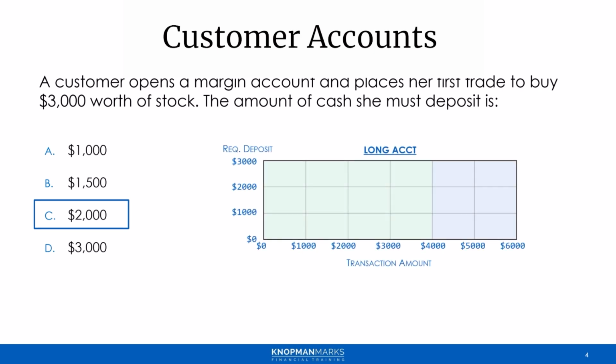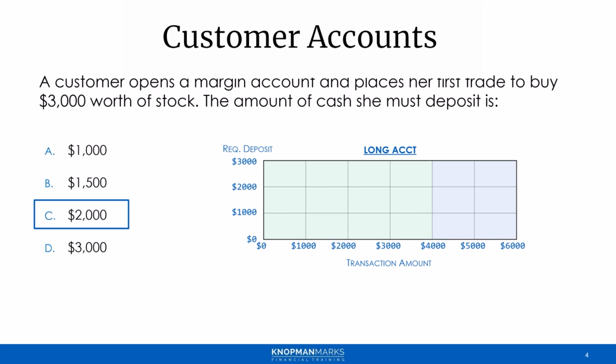Let me show you what I mean here with this chart. What I'm going to do is walk you through the way that these two rules, the FINRA rule and the Reg T rule, operate as you want to buy different amounts of stock. Now you can see on the bottom we have the transaction amount, if you're buying $0 all the way up to $6,000. And on the left-hand side, you can see I have the required deposit or the margin that you have to post. When we're in the green section of the chart, the FINRA rule is in play. When we move into the blue section of the chart, the Federal Reserve's Regulation T is in play.